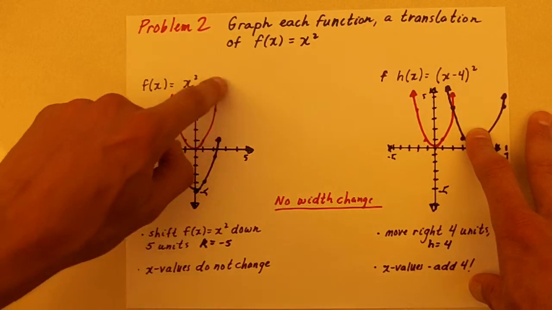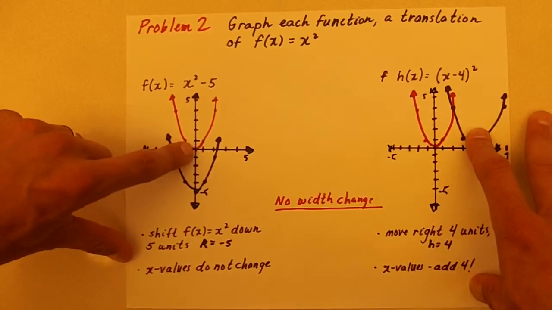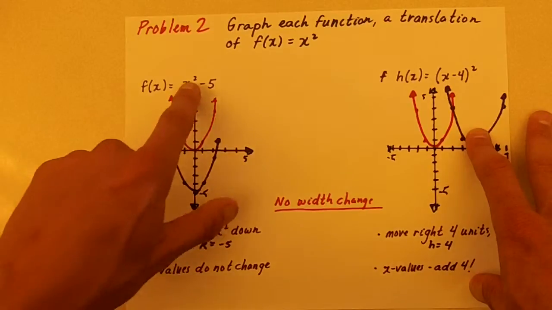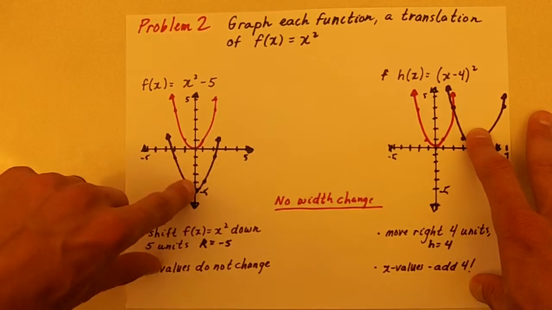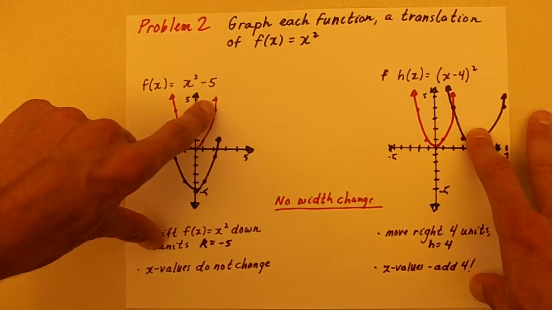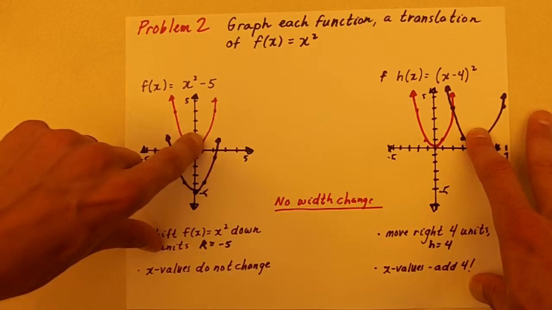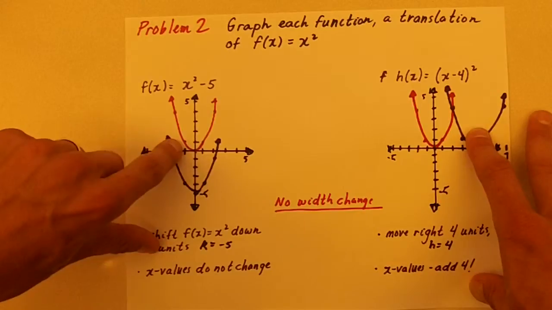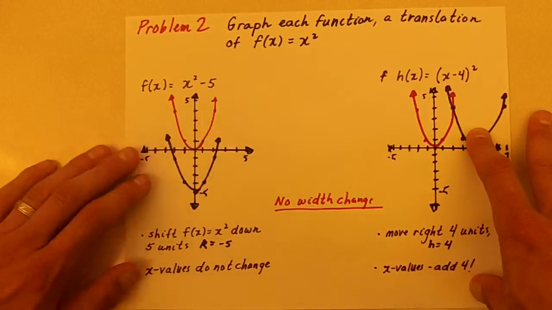So in red is the parent function of x squared. So what I do is I take the vertex. The vertex is no longer 0, 0. It's 0, negative 5. Remember, there is no h value here. So we drop that 5 points down, and we take a couple other points off x squared and drop them 5 units down, 5 units down. For example, 1, 1 becomes 1, negative 4. Negative 1, 1 becomes negative 1, negative 4. And we plot the smooth curve.